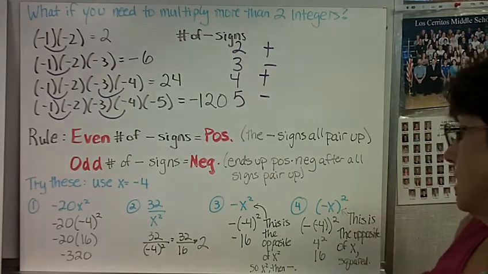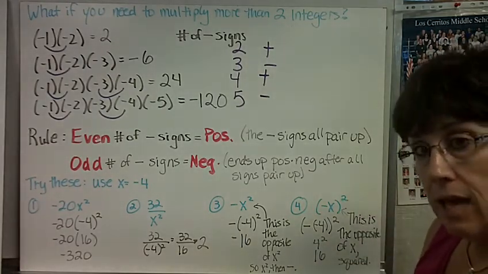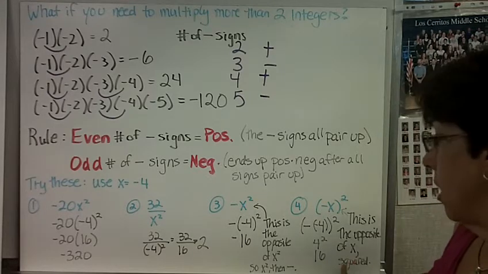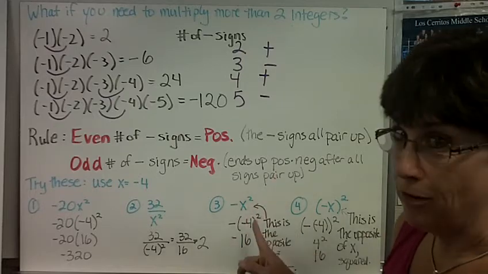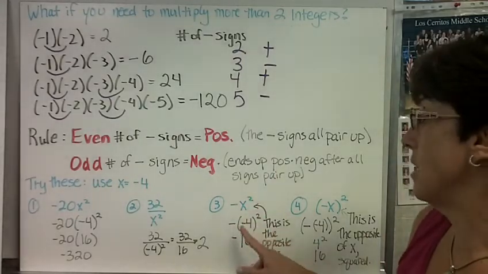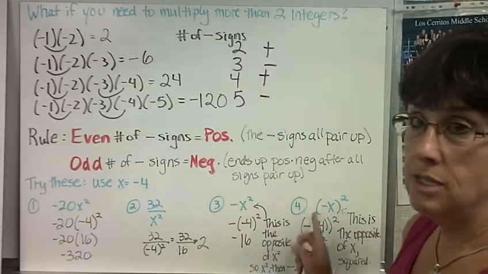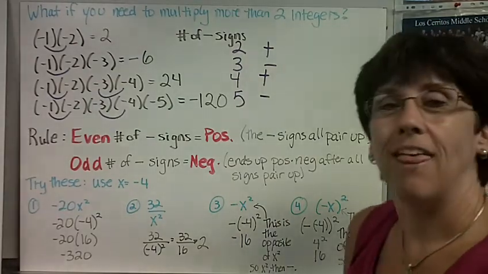This problem says the opposite of x squared. This problem says the opposite of x, squared. So you find x squared, then take the opposite. You need to watch your parentheses. Don't confuse those. That's it.